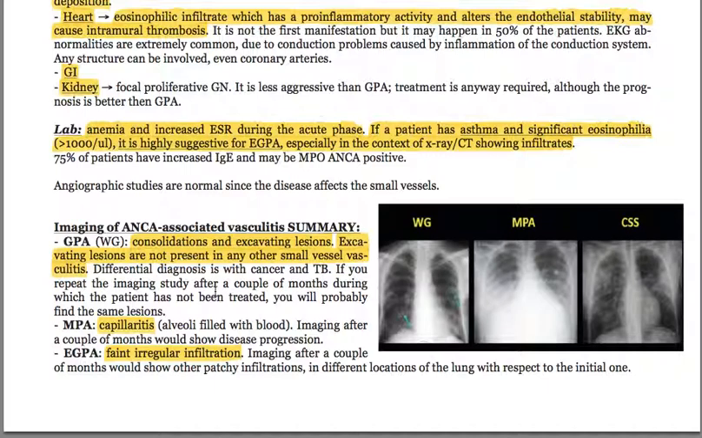In microscopic polyangiitis, we have capillaritis, so the alveoli are filled with blood. Imaging after a couple of months would show disease progression. EGPA shows faint irregular infiltration. Imaging after a couple of months would show other patchy infiltrations in different locations of the lung with respect to the initial one.